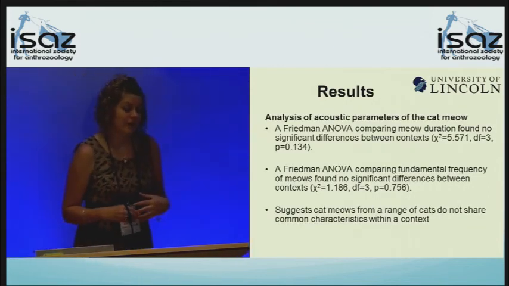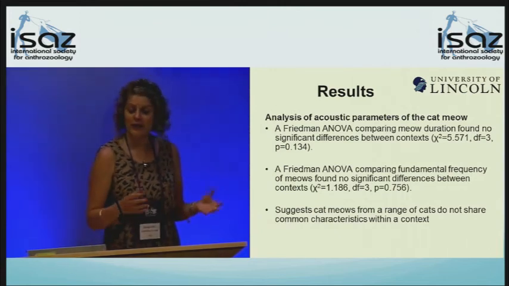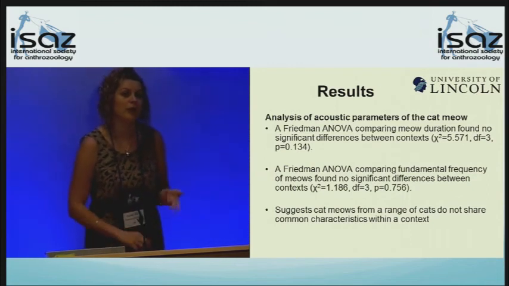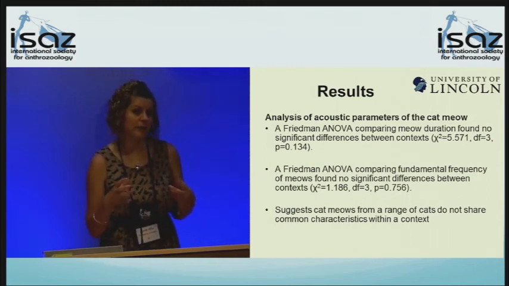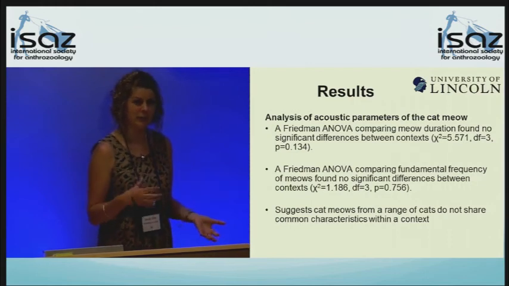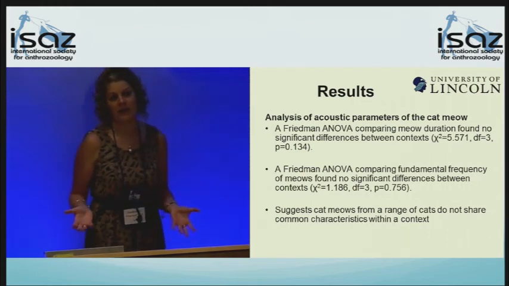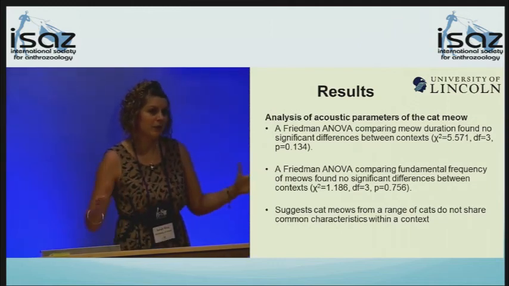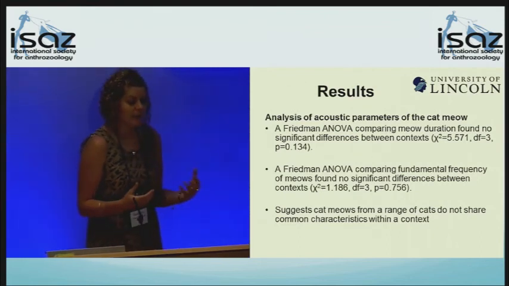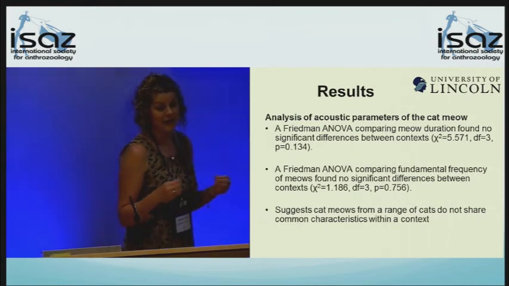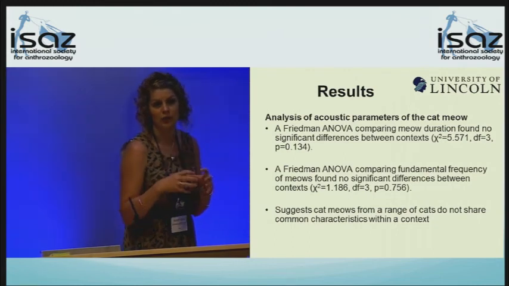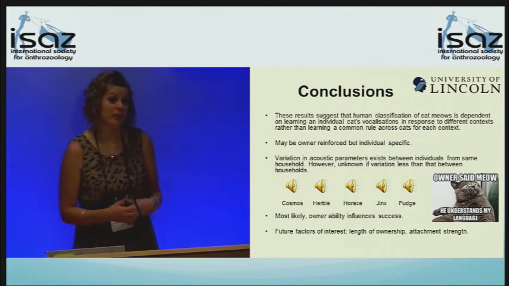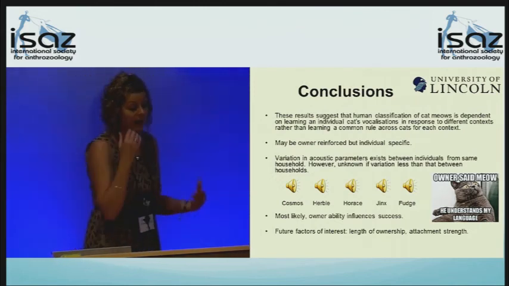Okay. So in the analysis of these acoustic parameters, we found no significant differences between the contexts on either of the parameters, the duration of the call or the fundamental frequency of the meows. And this wasn't really surprising. This was more just us doing confirmatory analysis, because previous work has shown that the variation in meows is pretty big. But to us, it suggests that cat meows from a range of cats within the same context do not share similar characteristics, which also helps explain why people are only really good when it's their own cats.